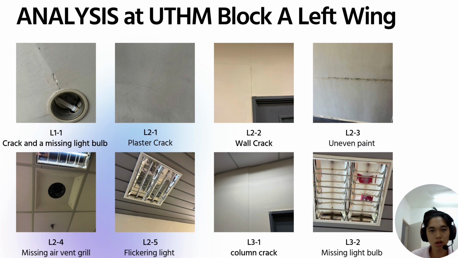Thank you. So for the analysis of utilization Block A left wing, we have taken a few photos of the evidence for the defects that happen at the block, which is shown first at level 1. Firstly is about the crack and missing light bulb at the first floor, and for the second floor, plaster crack, wall cracking, uneven paint, missing air vent grille, flickering light for level 2, and for level 3, first is about the column crack and missing light bulb.